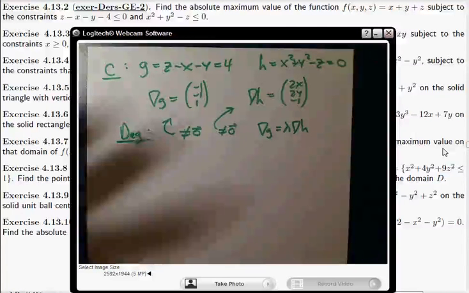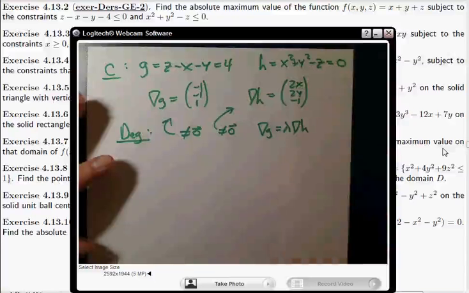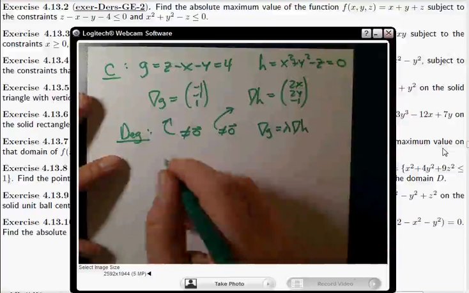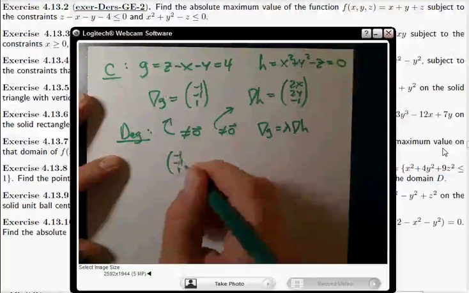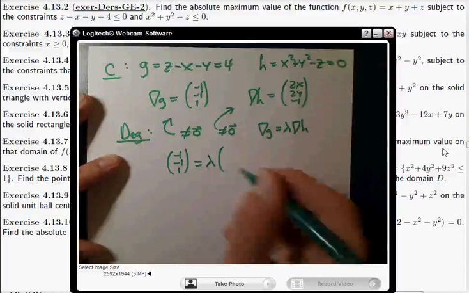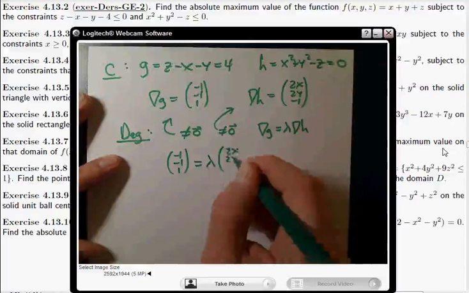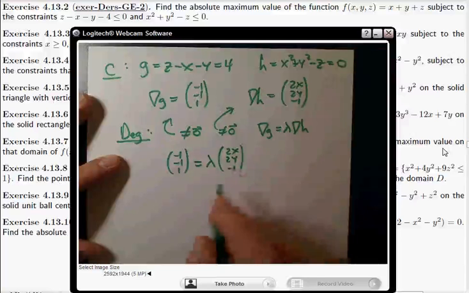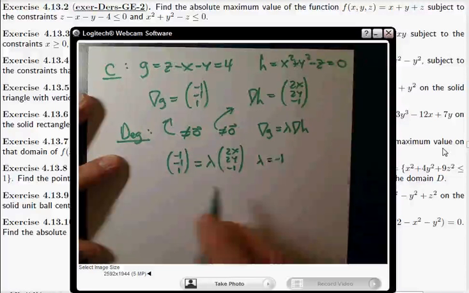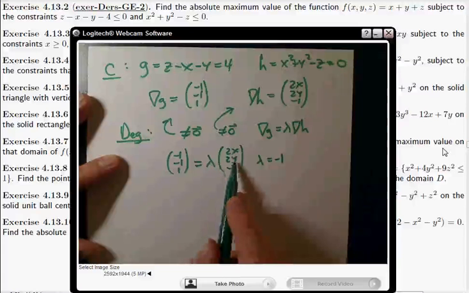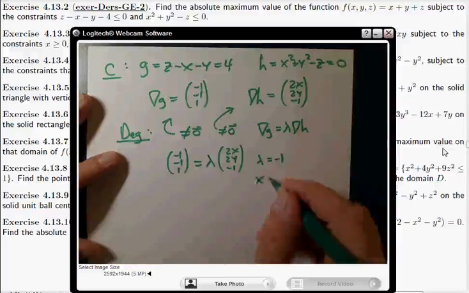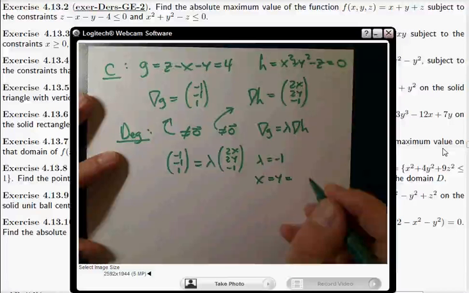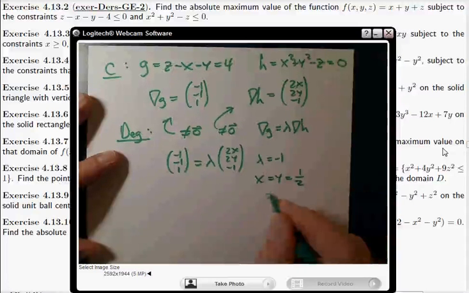I mean, we got to be careful here. But let's write it down. So -1, -1, 1, some multiple of 2x, 2y, -1. So I know lambda is -1 because of that. And if lambda is -1, that means that x and y are both a half. And what does that tell me about z?